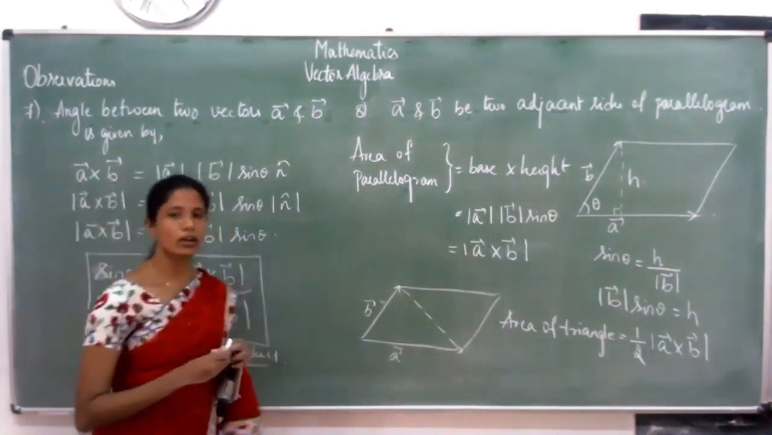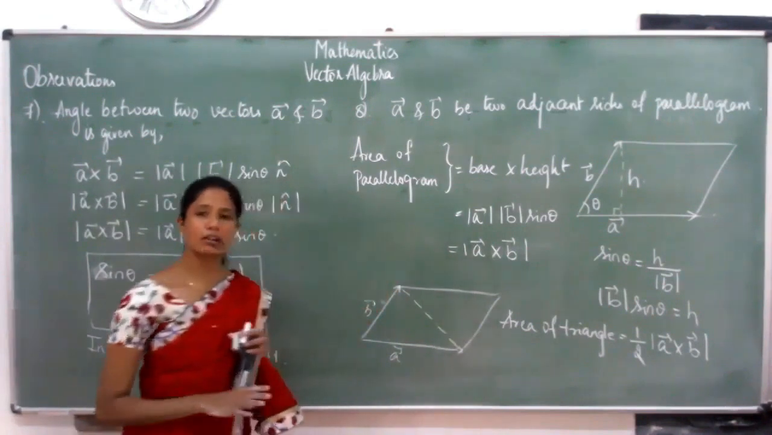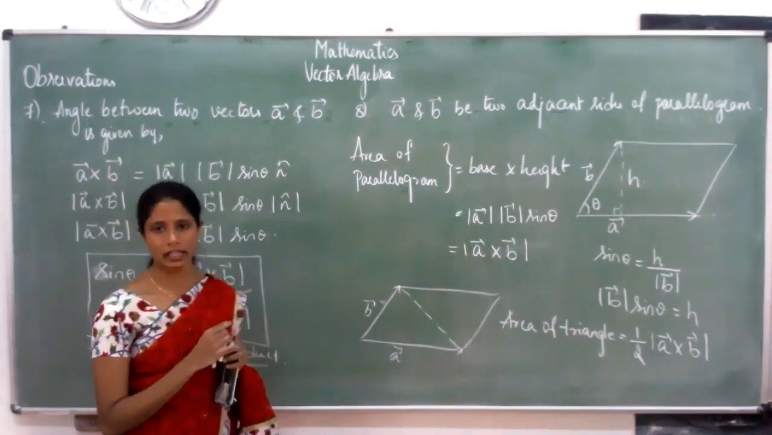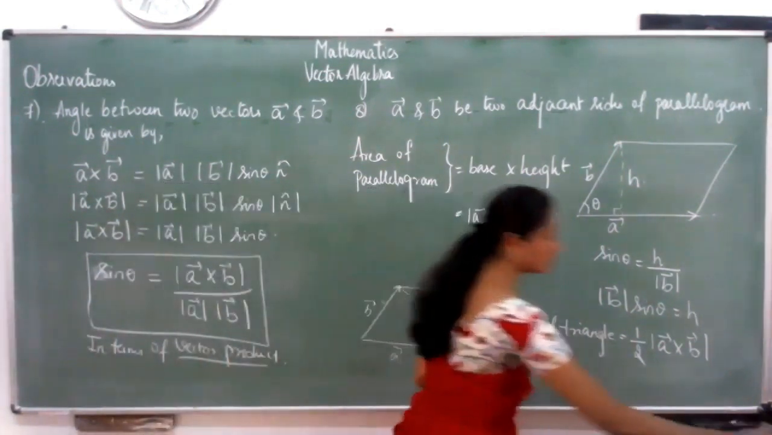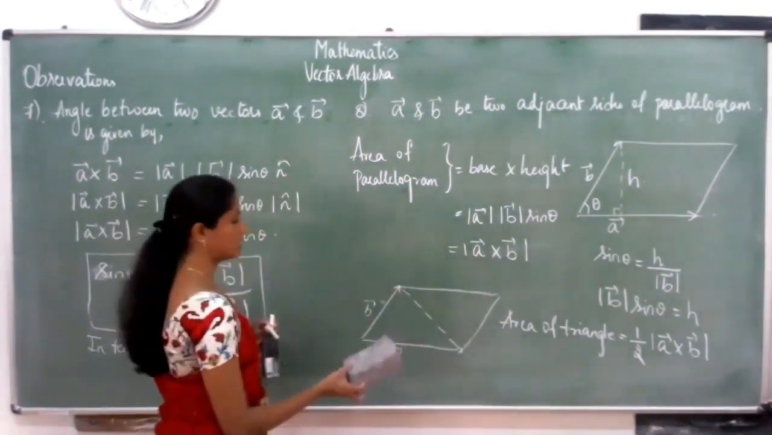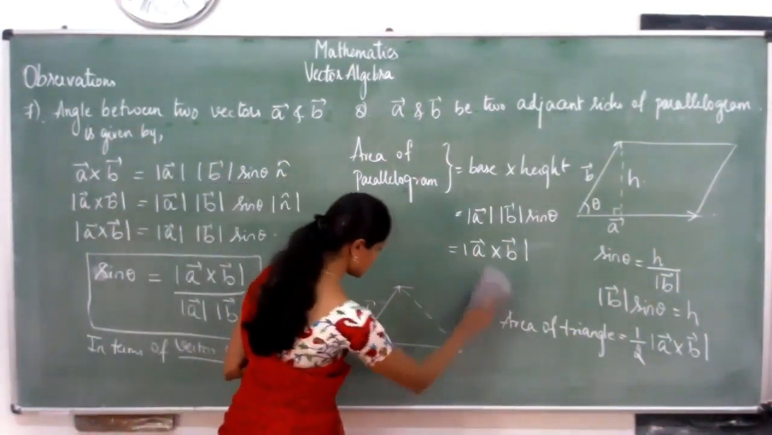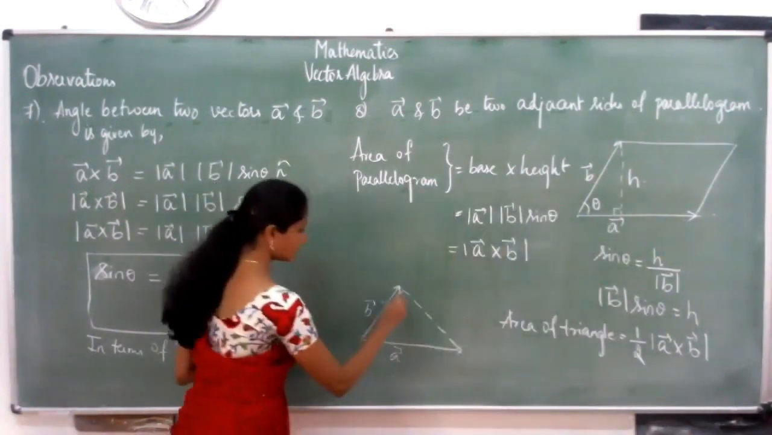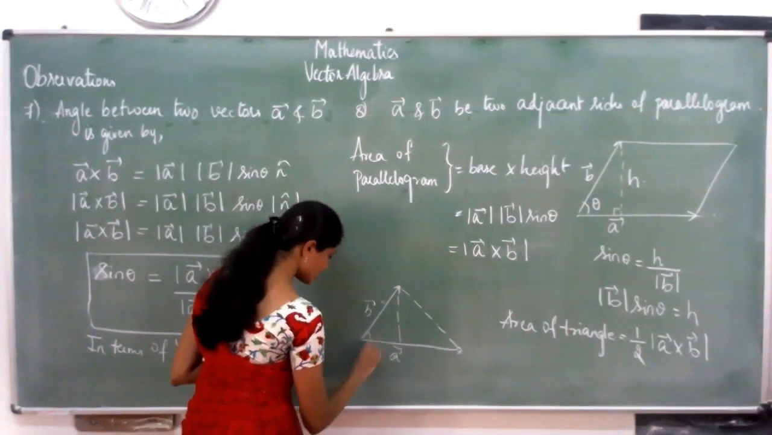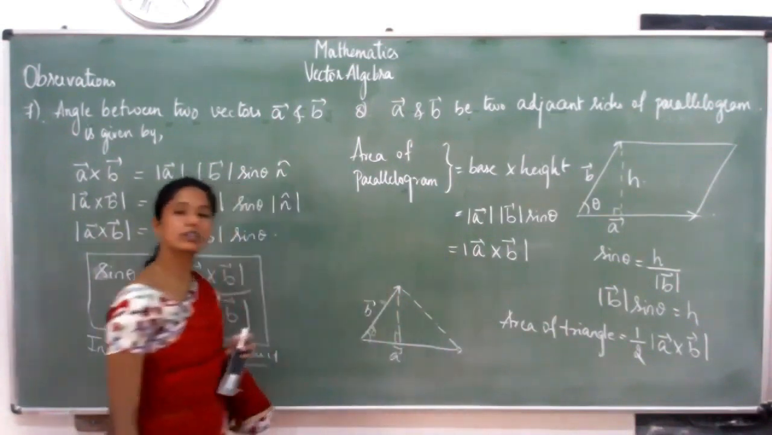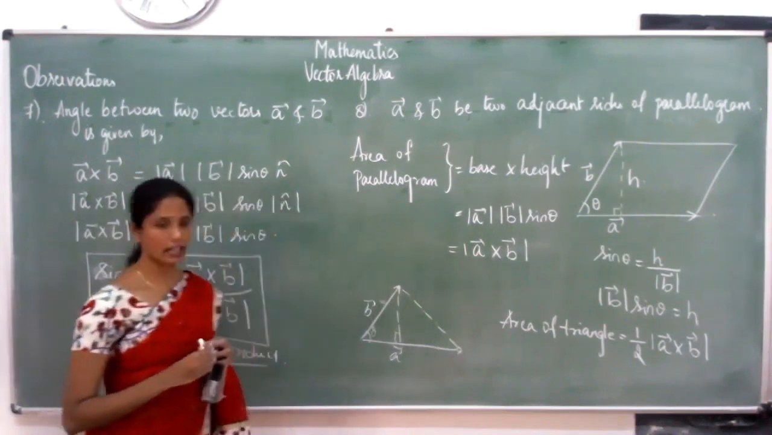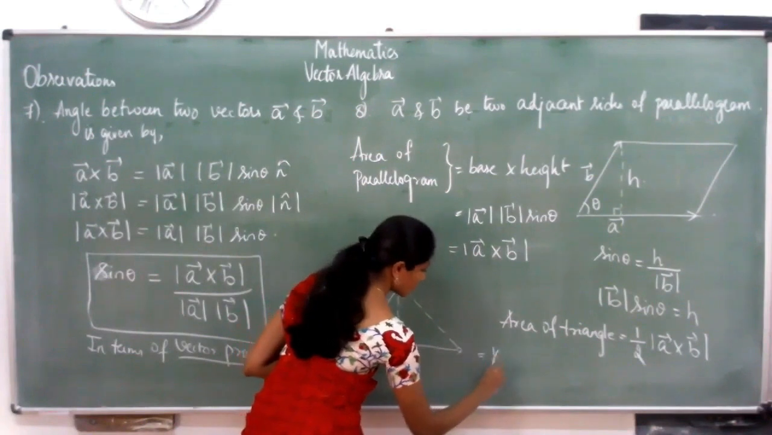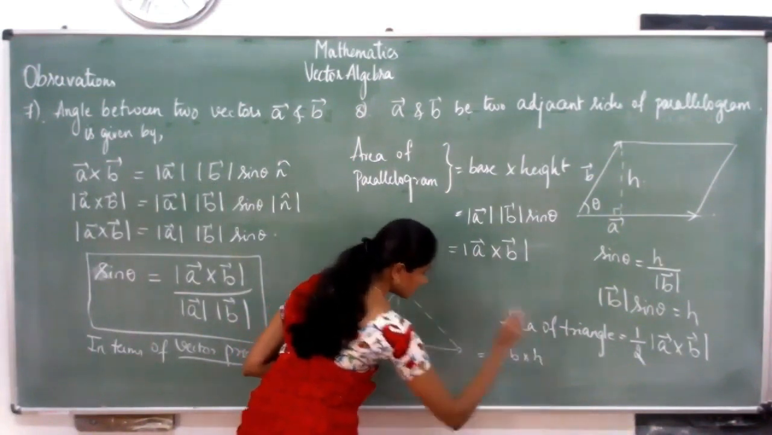Understood? So when I know the area of a parallelogram, with that help I found the area of a triangle. You can even find it by taking only a triangle here. If this is a triangle, then again here I draw a perpendicular. This is theta. This is a right angle triangle. We know that the area of a triangle is given by half base into height.